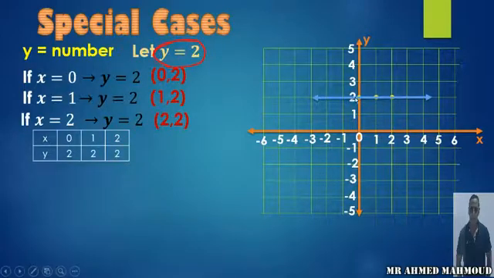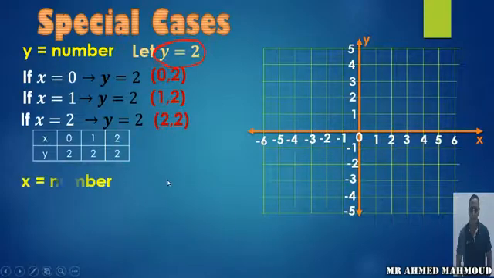Now we find that this straight line is parallel to the x-axis again. Then if we have a constant relation, y equal to a number, it's a straight line parallel to the x-axis. We can write this as a remark: y equal to a number gives me a line parallel to the x-axis. It's very, very important.